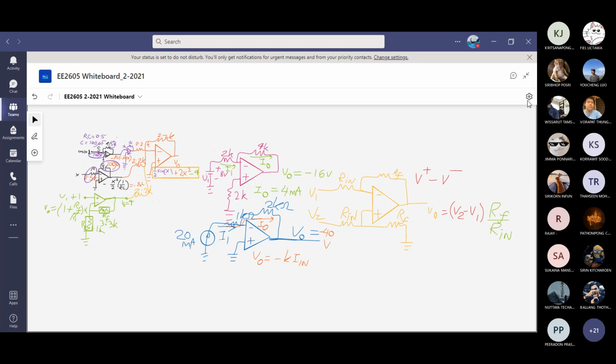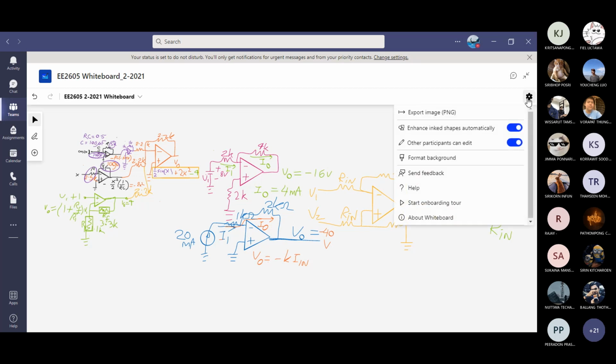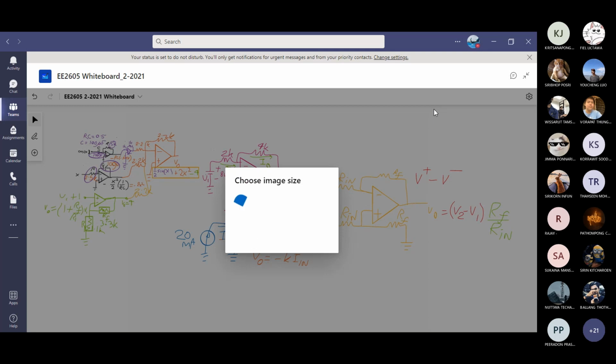Also, the setting of the whiteboard is such that other students can edit now. So maybe I call some student to draw a circuit on the board. You can draw from your gadget and every one of us will see what is happening. It's interactive. Or you can take a snapshot. Maybe try this one. Can you see my screen, what's happening?